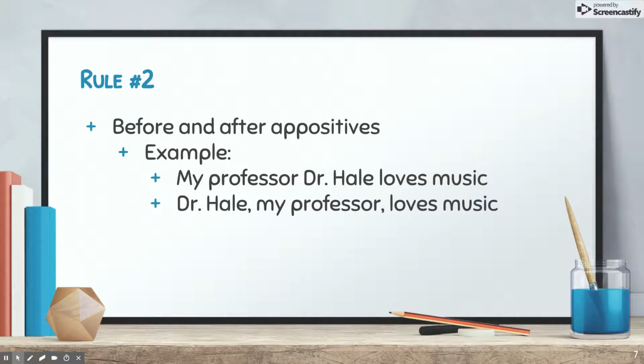So moving on to rule number 2, a comma can be used before and or after appositives. What are appositives? Appositives are words that describe a noun or a pronoun. So for this rule, I have the following 2 examples. The first one is, my professor, Dr. Hale, loves music. Or is it the second option, Dr. Hale, my professor, loves music? Which one of these is correct?